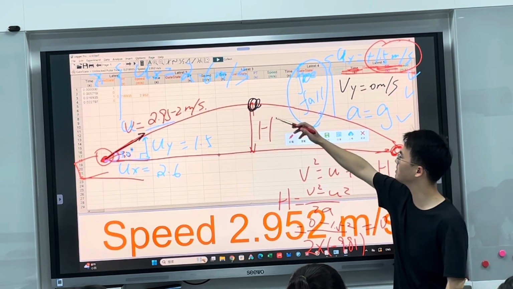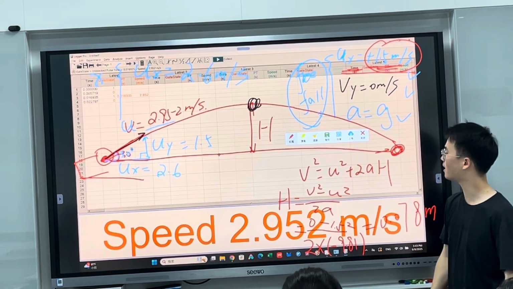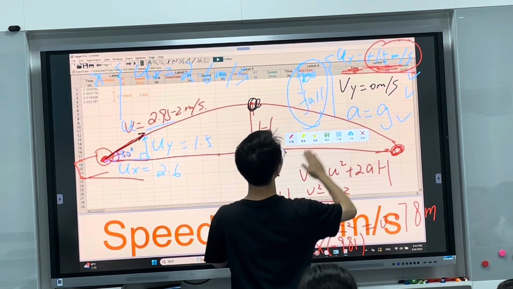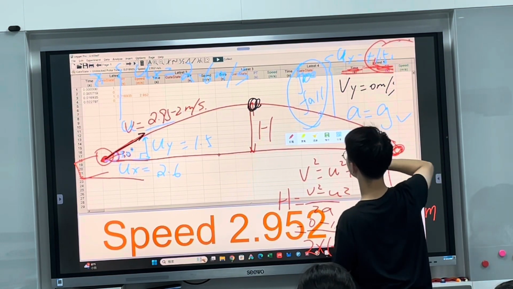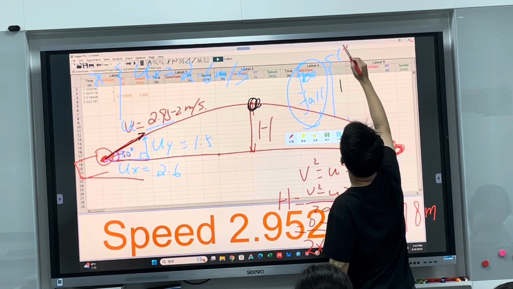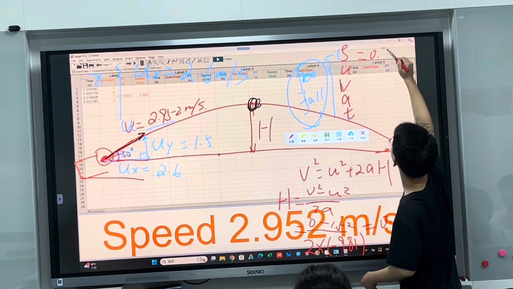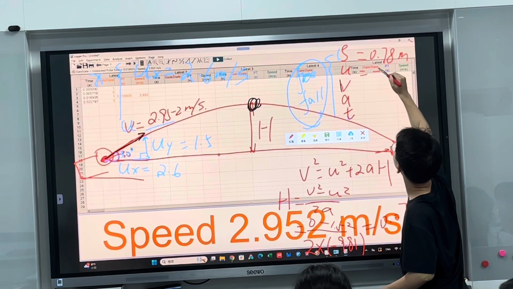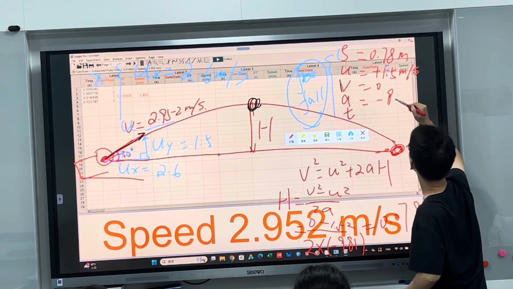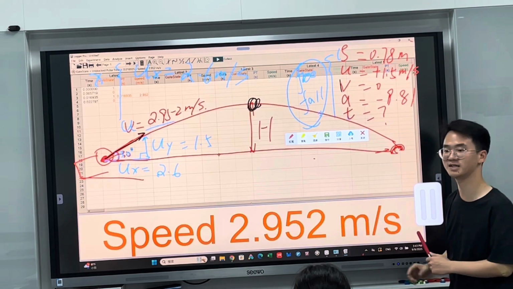Can we calculate the time needed to reach the maximum height here? How? v equals u plus at. Let me write down what we have already known here. SUVAT. We already solved s, which is 0.78 meter. u is plus 1.5. v is 0. a is negative 9.81. t, we're looking for t. What equation can we use to solve for t?